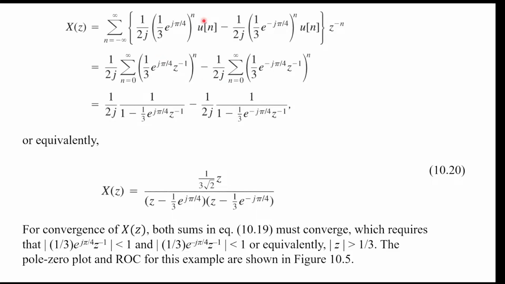Okay, so the algebraic part is really easy. It's a very dirty expression, but you can calculate it, and we can clean it up as a rational function of z, and you will look at this. It's quite complicated. It's 1 over 3 square root z over z minus 1 over 3 e to the j pi over 4 times z minus 1 over 3 e to the minus j pi over 4. And so this is the algebraic part. It's quite complicated, but really straightforward.